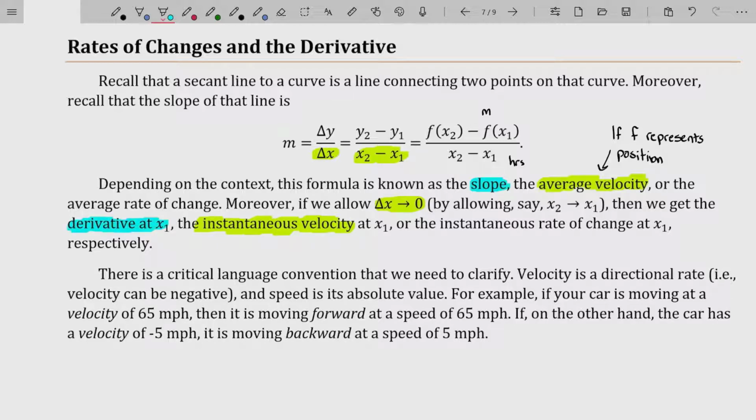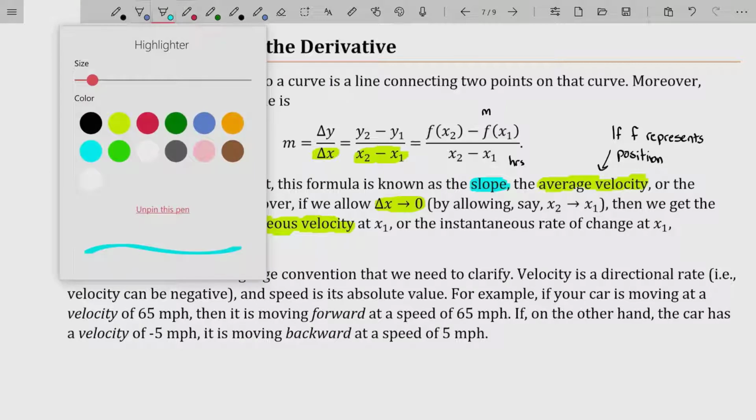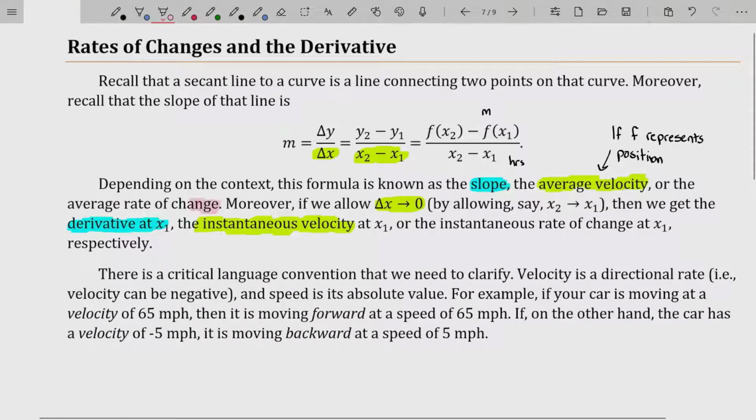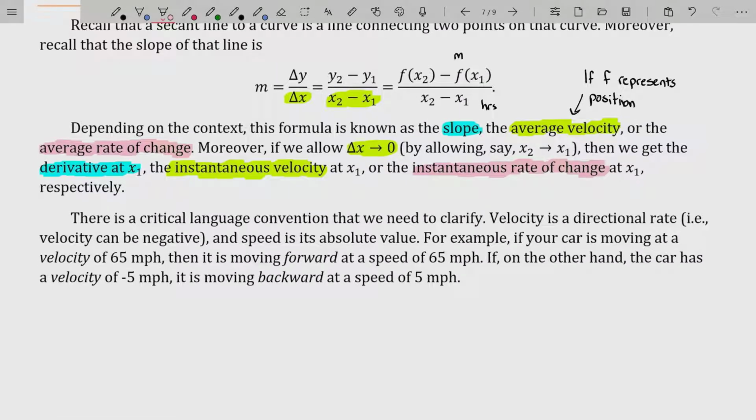If that ratio represents the average velocity, then as you drag x1 to x2 or x2 to x1, you're talking about the instantaneous velocity. And finally, if you're talking about an average rate of change in general, allowing x2 to approach x1 or vice versa, or in other words, delta x to approach 0, you're talking about the instantaneous rate of change. So there we go. It's color-coded to match up where it's discrete distances versus infinitesimally small distances between x2 and x1. All right. There's a critical language convention that we need to clarify.